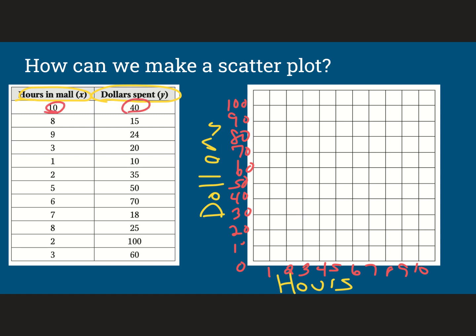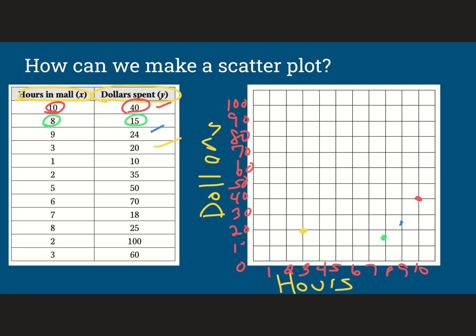Okay, so all I'm going to do, so I have this one, 10 hours at the mall, they spent $40. So I'm going to come over here, hours from 10, I'd go up to 40. And that's where I'm going to put a point. Right there. Now that one's done. Now let's do another one. Here in 8 hours, they spent $15. So from 8 hours, I'm going to go up and halfway between 10 and 20. And I'm just going to do this for each one. Next one is 9, 24. 9, I'm going up about halfway here, 24. That one's done. Then I have 3, 20. So I'll come to 3 hours, up to 20. I'm going to put a point there.